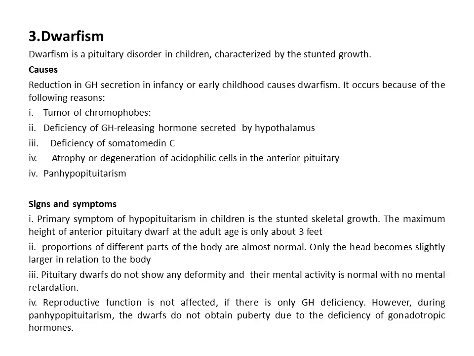Next is dwarfism. Dwarfism is a pituitary disorder in children characterized by stunted growth. Reduction in growth hormone secretion in infancy or early childhood causes dwarfism. It occurs because of: first, tumor of chromophobes; second, deficiency of growth hormone releasing hormone which is secreted by hypothalamus; third, deficiency of somatomedin C; fourth, atrophy or degeneration of acidophilic cells in the anterior pituitary; and fifth, panhypopituitarism.